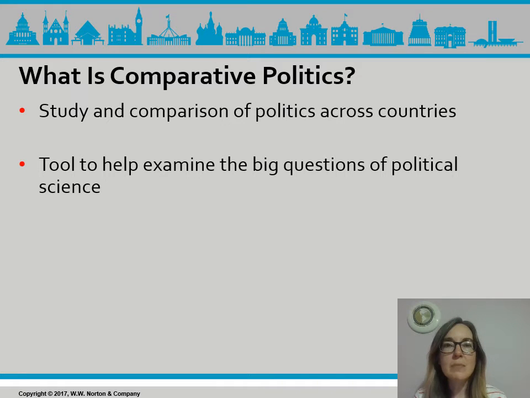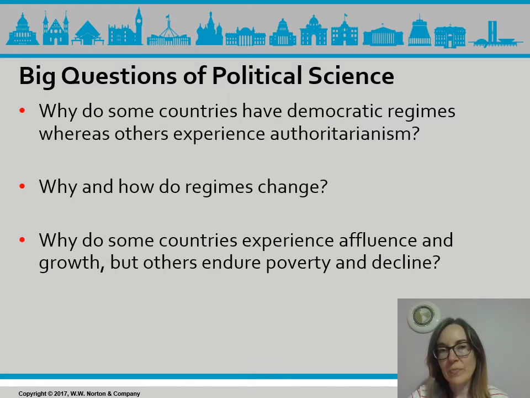So again, what is comparative politics? It is comparing politics across countries, and you can also think of it as a tool to examine big questions. So here are some examples of these questions you might want to look at. Things that we care about.